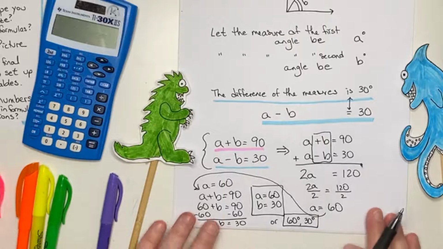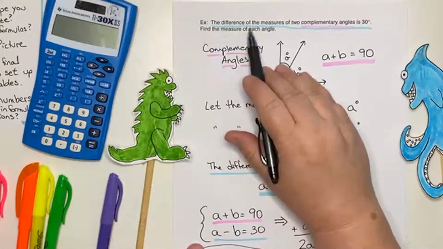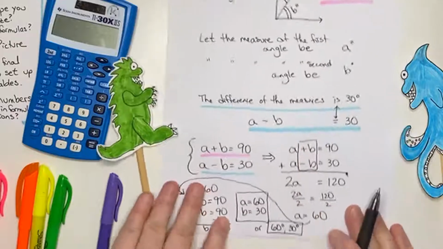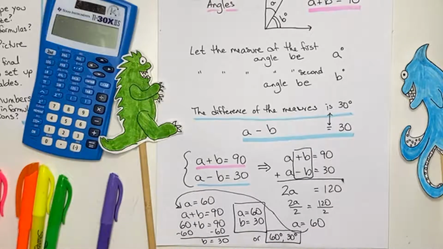So let's double check. Let's see if these actually work. Let's come up here. The difference is 30 degrees. So is there a difference between 60 and 30? Is that 30? Yeah. Okay. And are they complementary? When you add them together, 60 plus 30, you get 90.